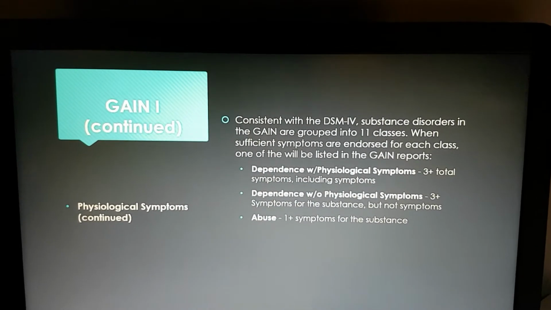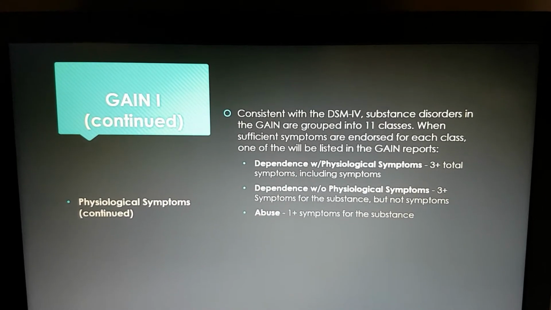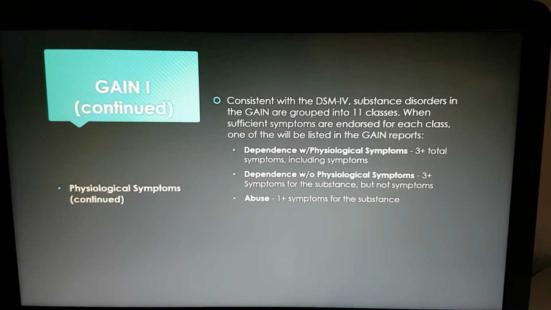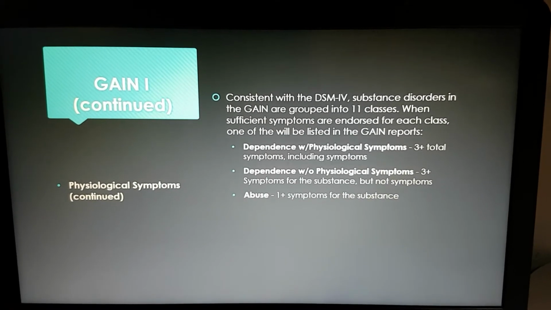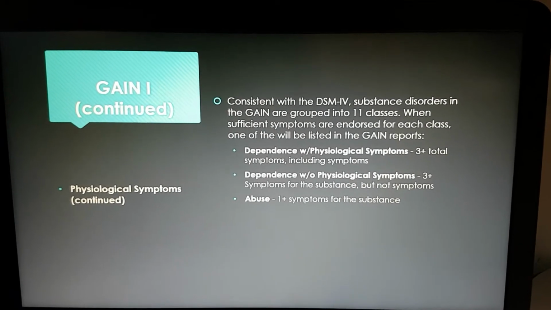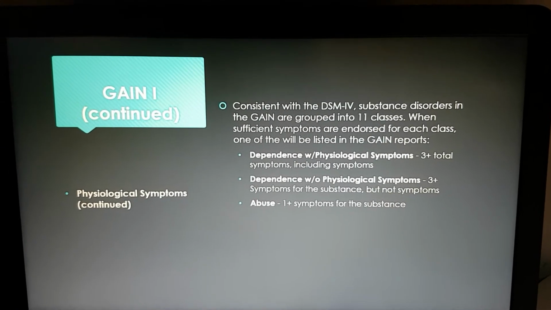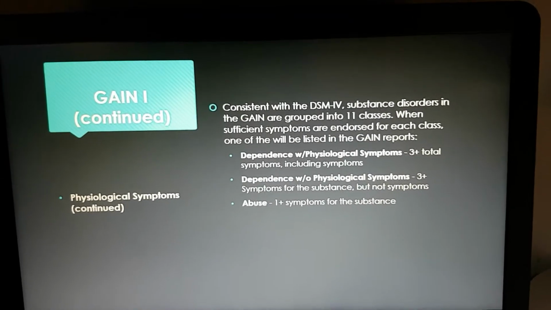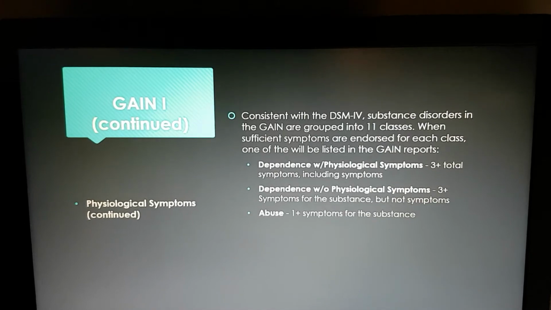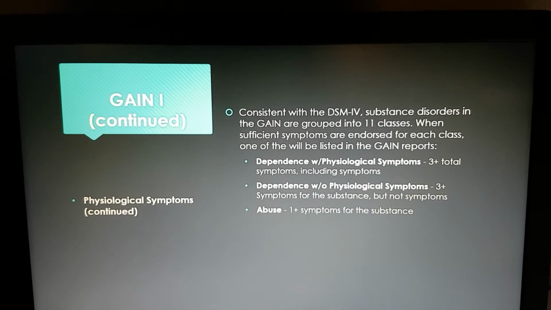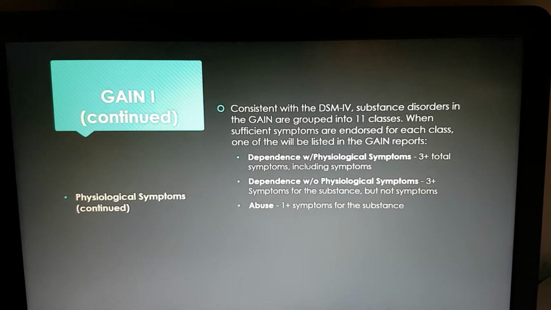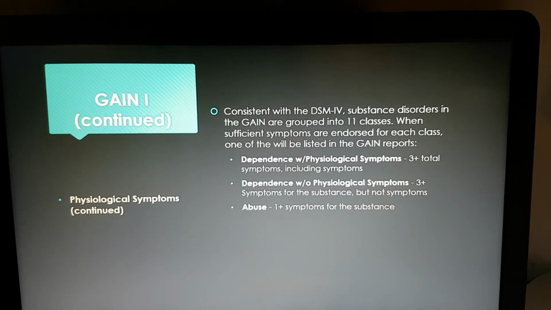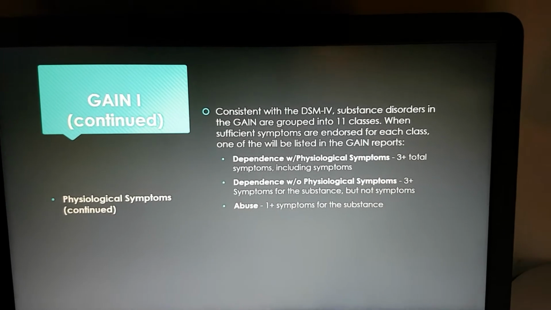So next we're continuing on with the physiological symptoms, which once again brings in the DSM-4. Consistent with the DSM-4, substance disorders in the GAIN are grouped into 11 classes. When sufficient symptoms are endorsed for each class, one of them will be listed in the GAIN reports. So within these three headings, there are 11 classes. There is dependence with physiological symptoms, and then there is dependence without physiological symptoms, and then there is abuse.